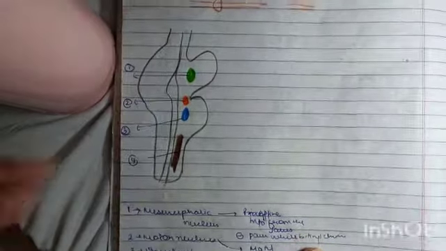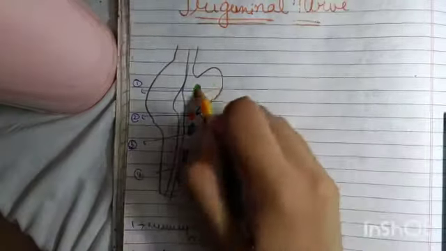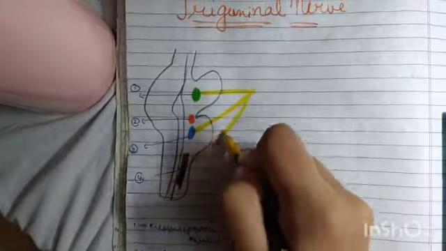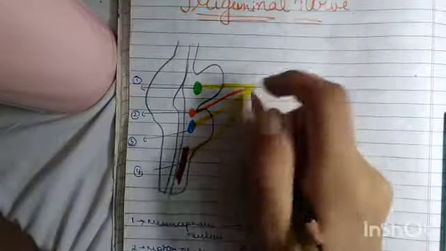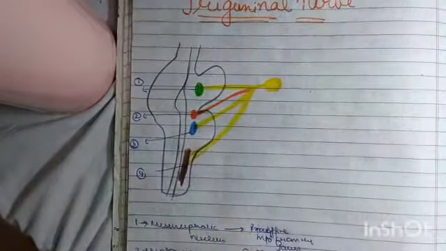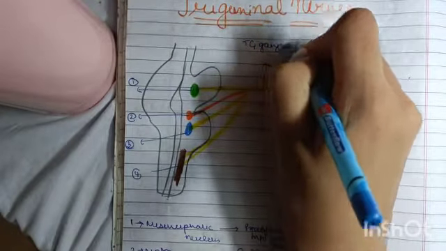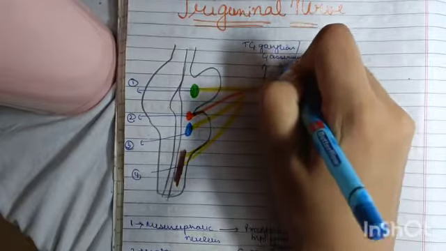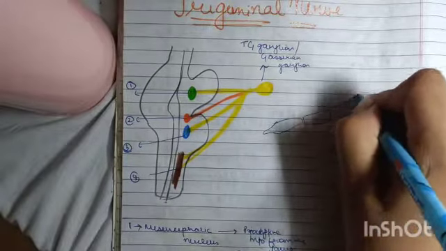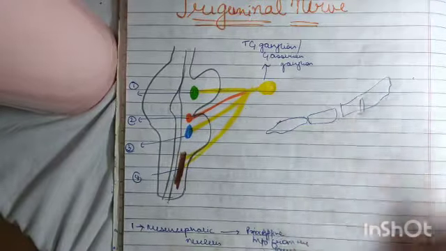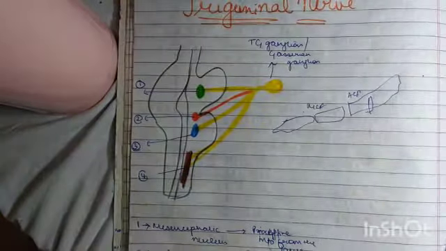Now what will happen is we will have certain branches coming out from this. Where they are meeting is the trigeminal ganglion. Another name for it is the Gasserian ganglion. This is the MCF, ACF.